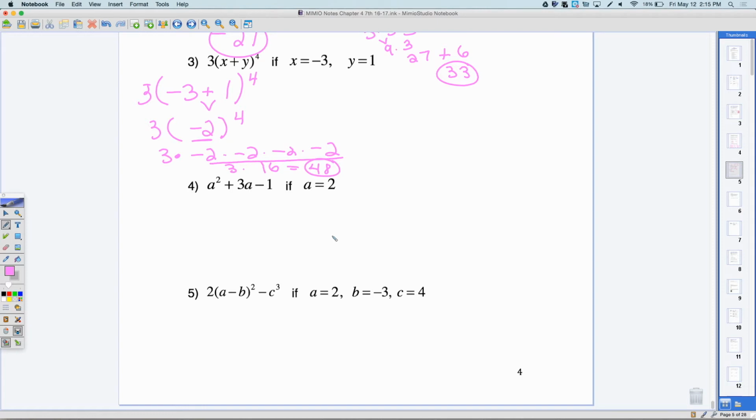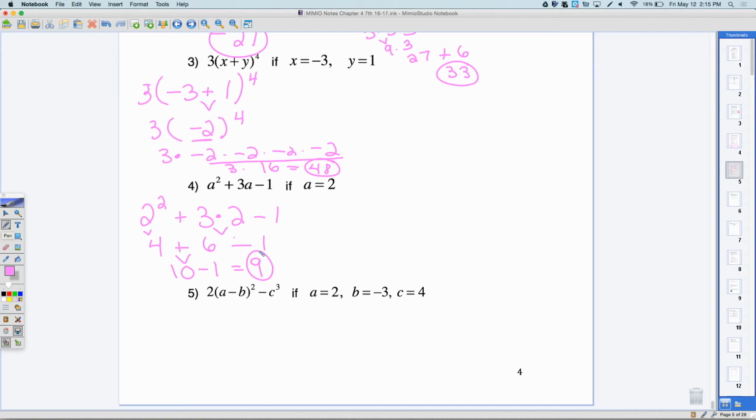Next example is a to the second power plus 3a minus 1. So we have to substitute in 2 for both of the a's. So it's 2 to the second power plus 3 times 2 minus 1. Order of operations, do your exponents first. 2 to the second power is 4 plus 2 times 3, which is 6, minus 1. Addition first, so it's 10 minus 1 to give you 9.